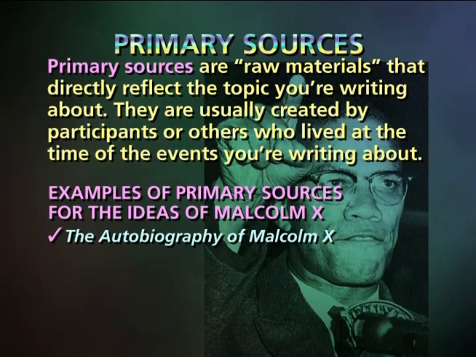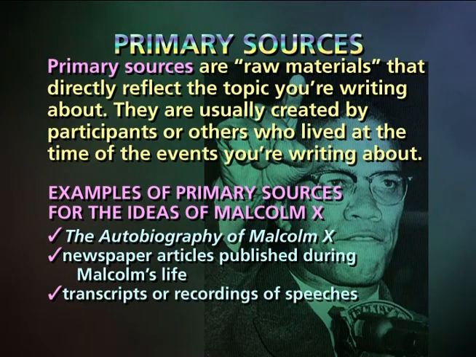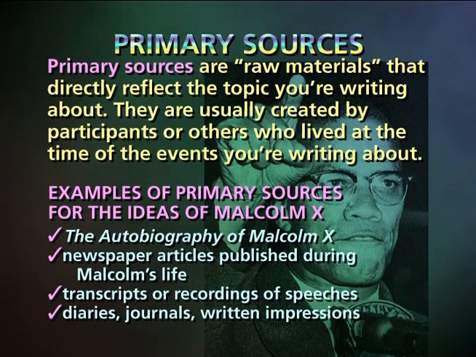Other primary sources about the life and thinking of Malcolm X might include newspaper articles that were published during Malcolm's life. For example, articles describing meetings or speeches at which Malcolm X expounded his ideas, and transcripts of those speeches or recordings of the speeches, either in video or audio form, might also constitute primary sources, as well as, for example, diaries, journals, and other impressions written down at the time that Malcolm X was alive. All of these would be considered primary sources for researching the life of Malcolm X.